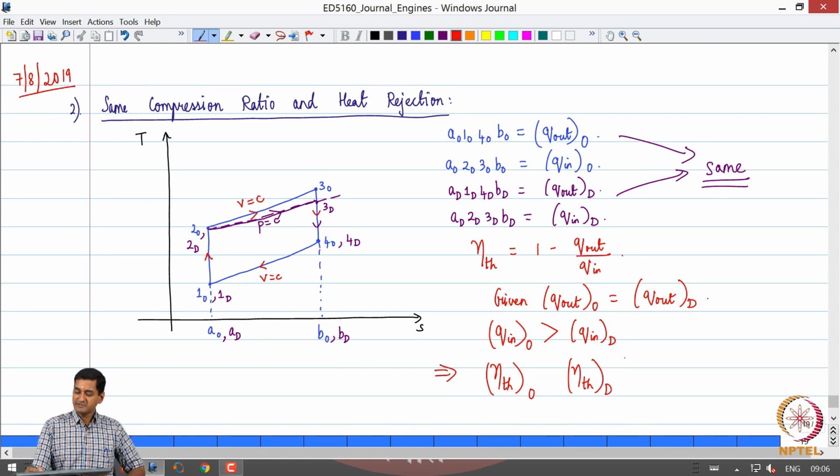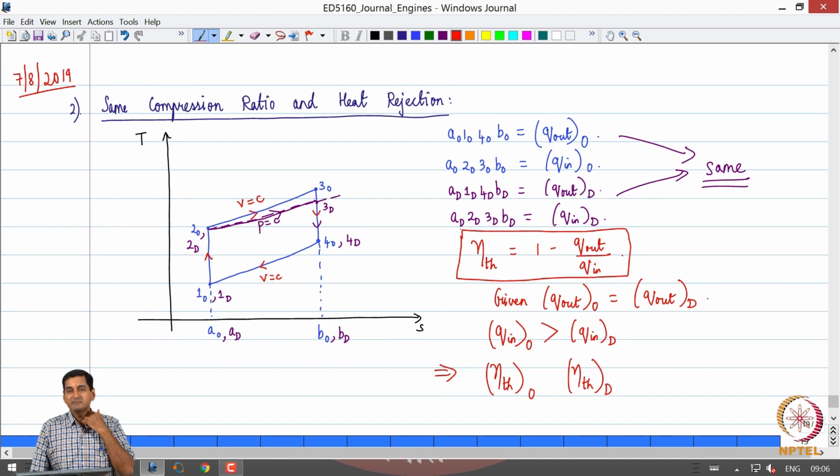Please note that the expression for thermal efficiency is this. In the second term that appears in the thermal efficiency, Q out, which is the numerator, is the same for both cycles. Q in, which is the denominator, is larger for Otto. So, the ratio is smaller for the Otto cycle. So, we are subtracting a smaller number from 1 in the Otto cycle. So, which efficiency will be greater?